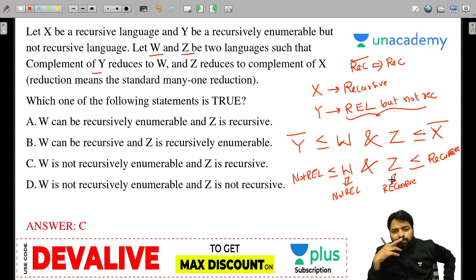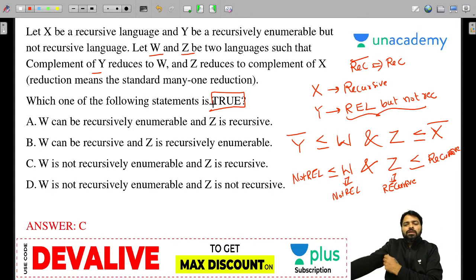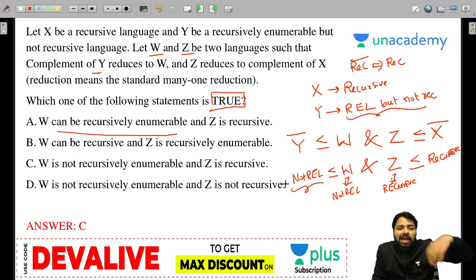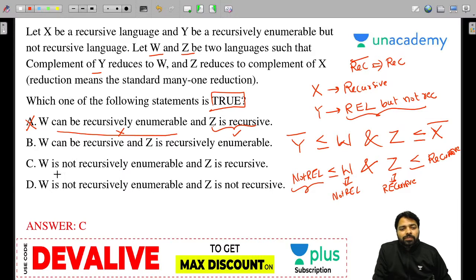Everyone? Yeah, let's look at the options. Which of the following is true? Is it possible that W is recursively enumerable? Impossible, because not REL is reducible to that language, then that language has to be not REL. So this statement we delete. But Z is recursive, that is correct. This is correct, but this is wrong.